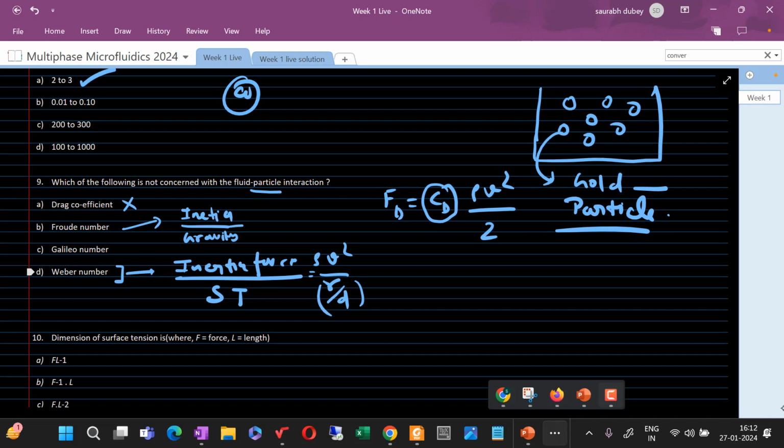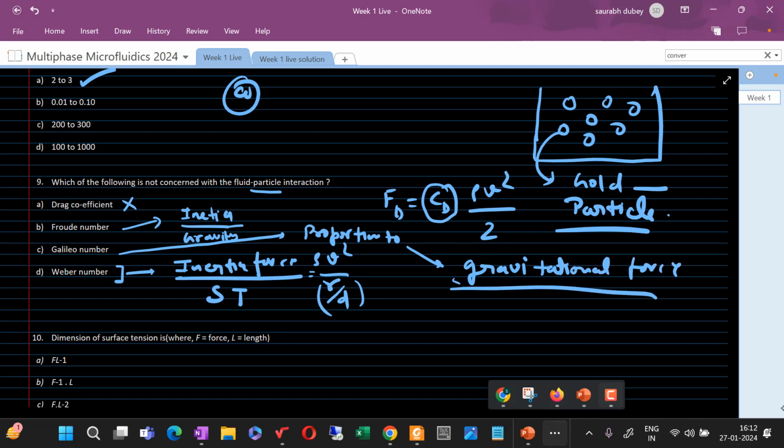No. Galileo number is also proportional to the gravitational force divided by viscous force. So this is again involving the gravity, the particle and the mass. So the only clear winner here is the Weber number.